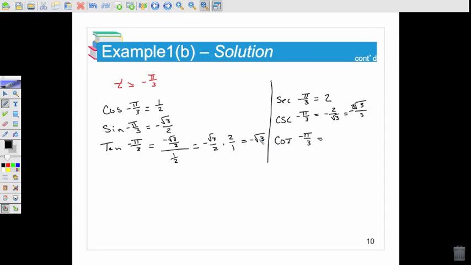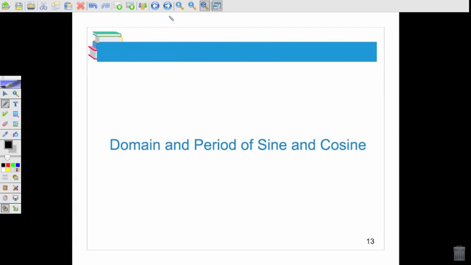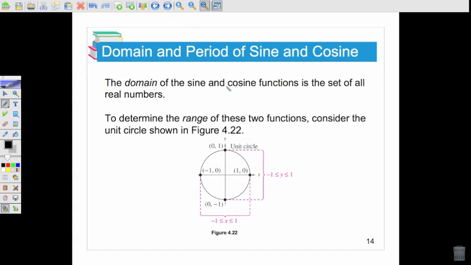And, last but not least, the reciprocal of negative square root of 3 will be negative 1 over square root of 3, which I will have to rationalize the denominator again, making this negative square root of 3 over 3. Phantasmal. Beautiful. Wonderful. Wunderbar! Continuing. Now let's look at the domain and period of the sine and the cosine. Okay?